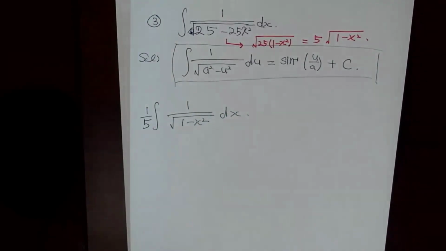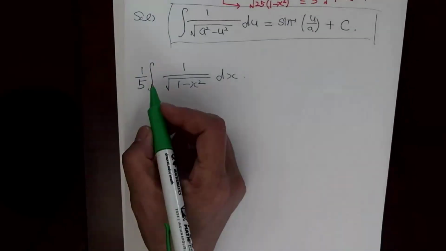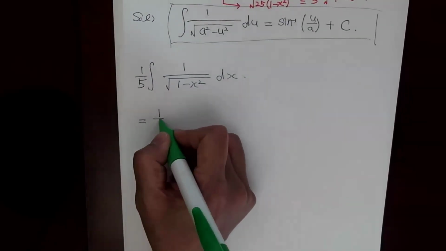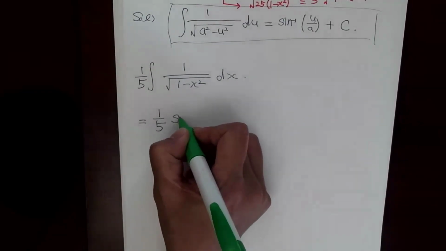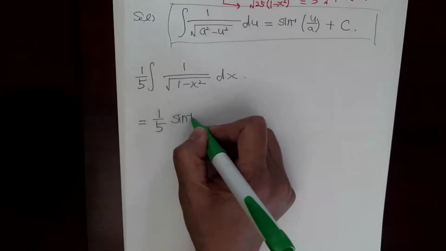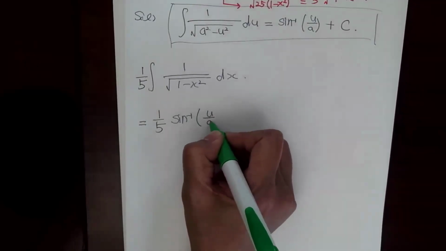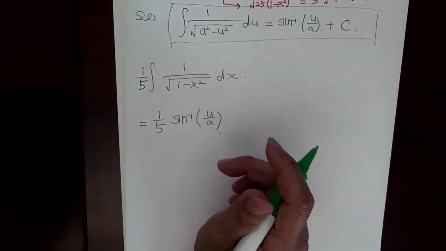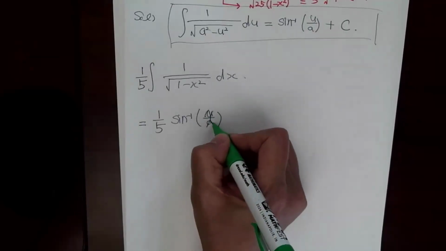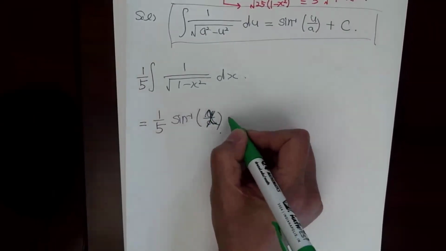So that's just a formula. So that's 1 over 5. A is 1. So we have sine inverse of u over a, which is x in this case, plus c.